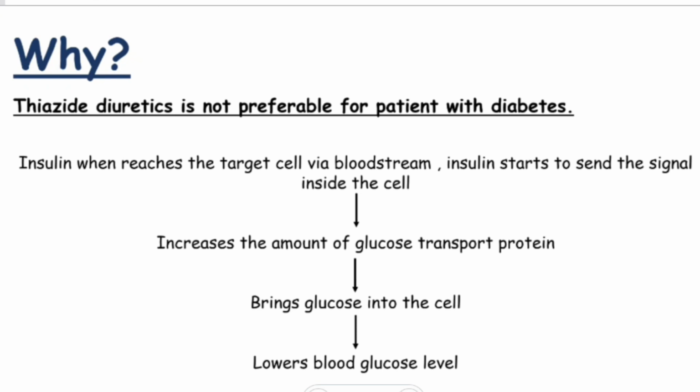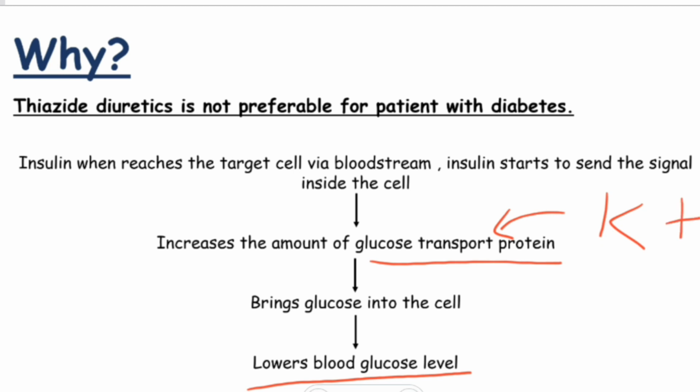So now, let's answer those 2 questions: why thiazide diuretics are not preferable for patients with diabetes and low glomerular filtration rate. In a normal case, insulin reaches the target cell via the bloodstream and starts to send signals inside the cell. This increases the amount of glucose transport protein, which brings glucose into the cell, and thus it lowers the blood glucose level. But this glucose transport protein is dependent upon potassium levels. So since potassium level decreases, the glucose transport protein also decreases, which increases the blood glucose level.